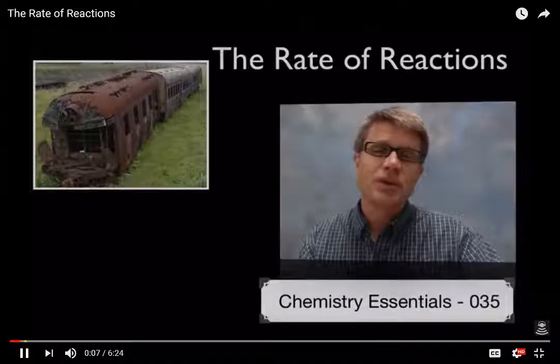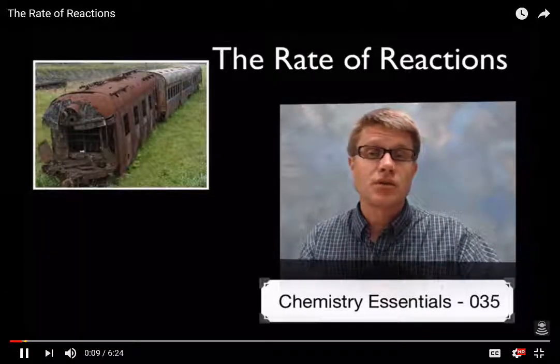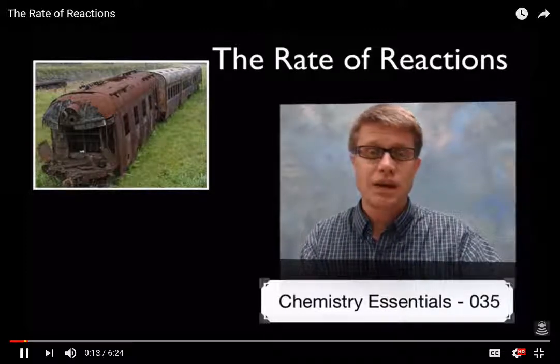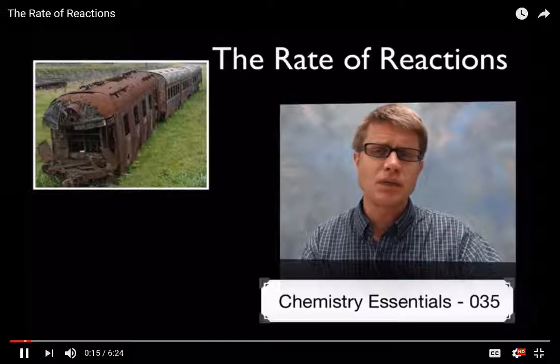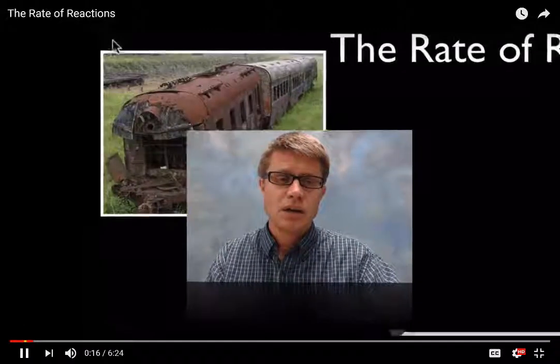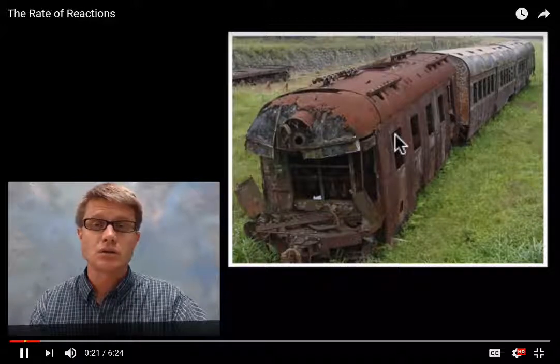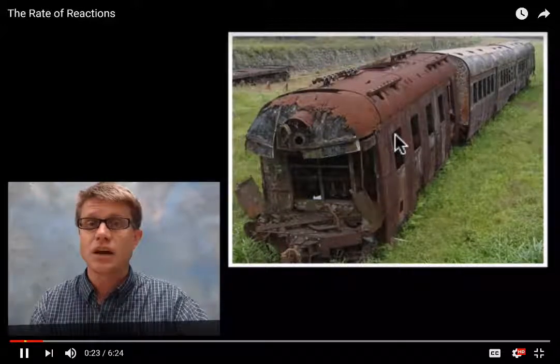Hi, it's Mr. Anderson, and this is Chemistry Essentials video 35. It's on the rate of reactions, or the speed of reactions. Now, some reactions we might think of as incredibly slow. In other words, the rusting of this train car is going to take years and years to fully complete that reaction, if it ever is completed.